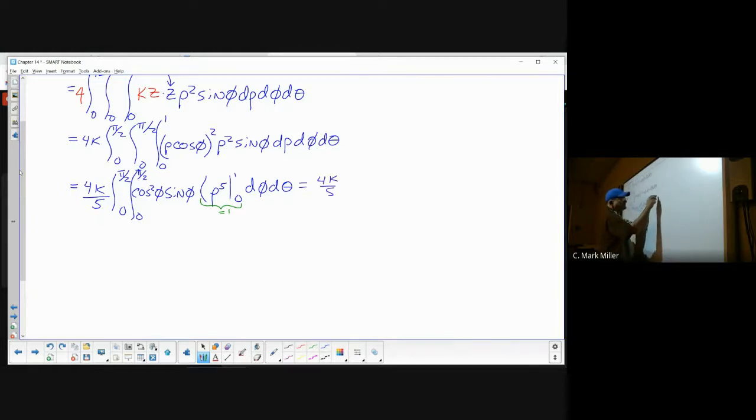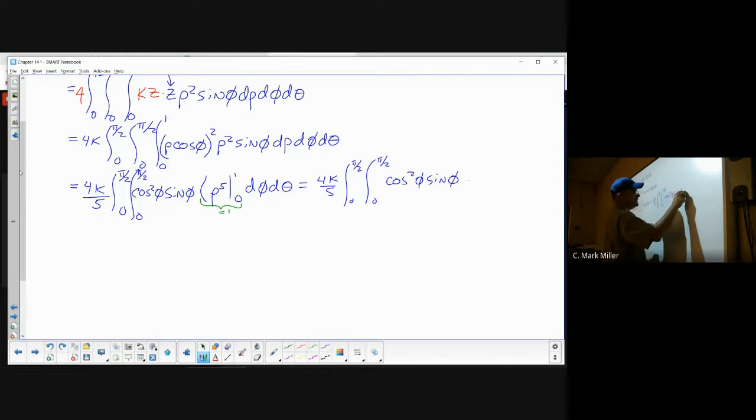4k over 5, integral 0 to pi over 2, integral 0 to pi over 2, cosine squared phi sine phi d theta. You know what I'm going to ask? How do you integrate that? How do we integrate that? It's not particularly difficult, because we have a cosine to a power times sine, which is almost its derivative, right?